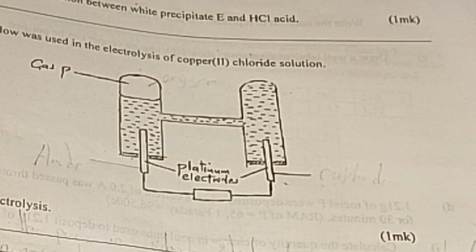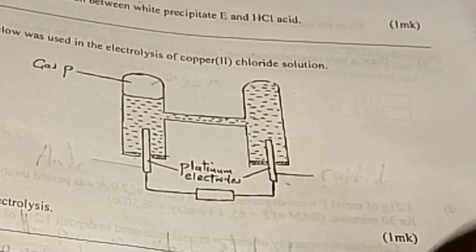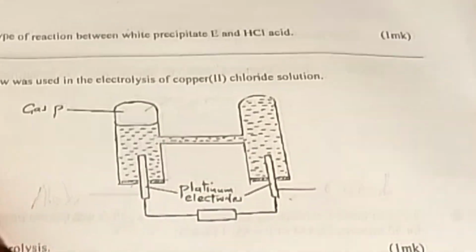So today I want us to look at a question from electrochemistry and see how learners are supposed to answer the questions. To start us off, we have a question here. The setup below was used in electrolysis of copper 2 chloride solution. So this is aqueous copper 2 chloride solution.